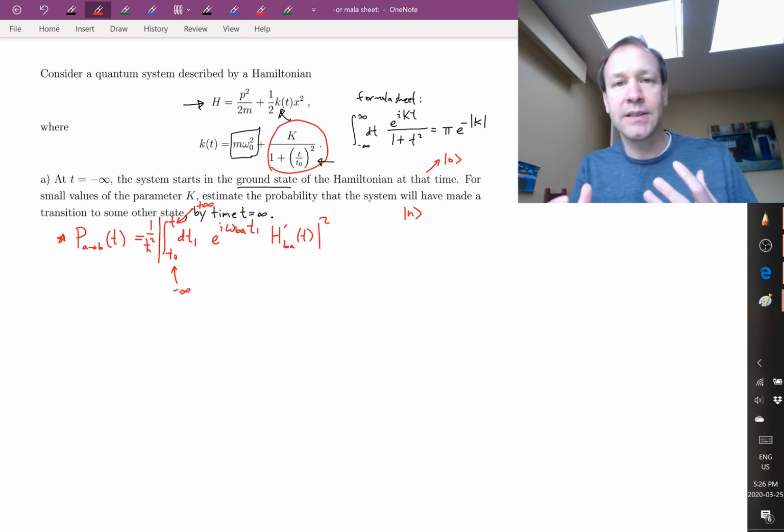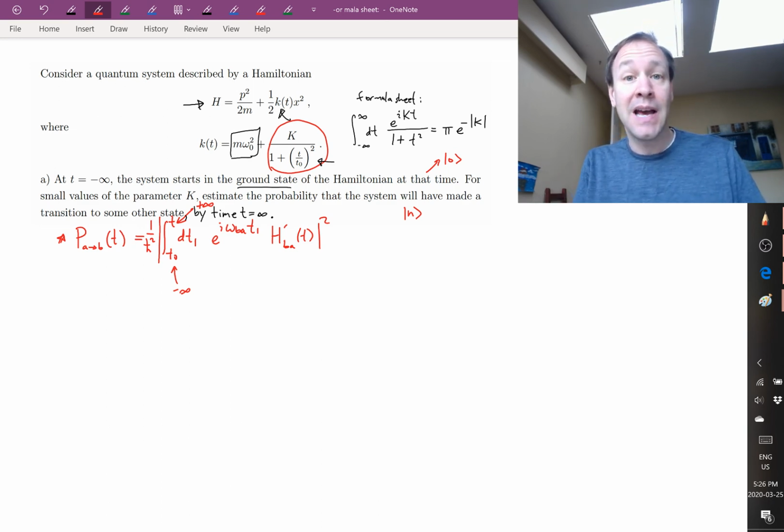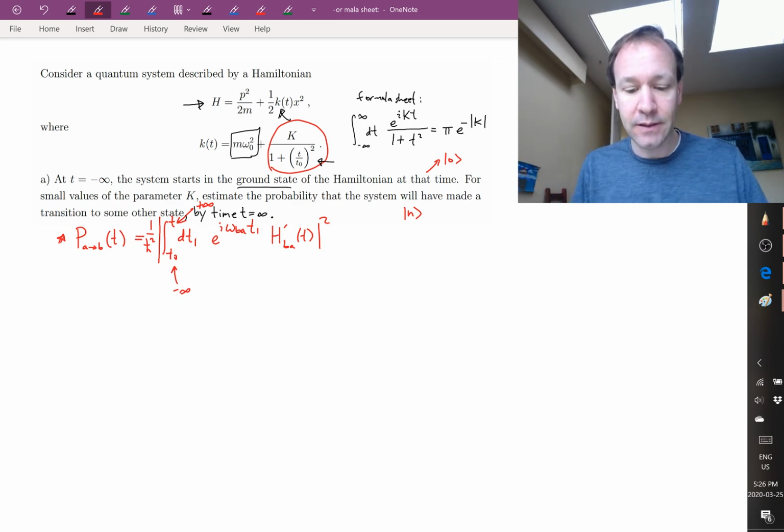In other questions, maybe the perturbation will only turn on at some time like time 0, and maybe it'll ask you what is the probability at some specific time like t equals 4 seconds. Then we would have different bounds for that integral.